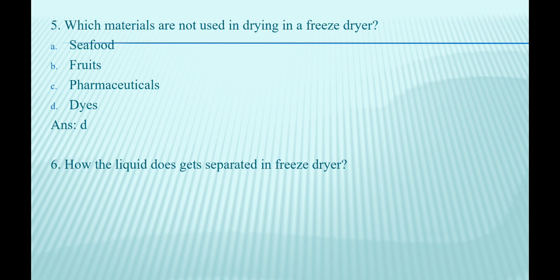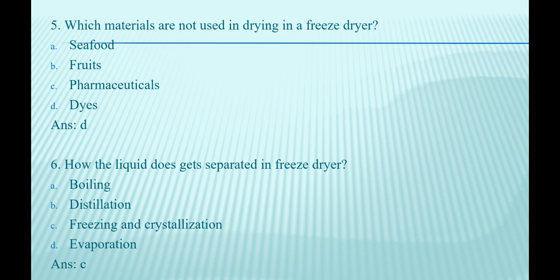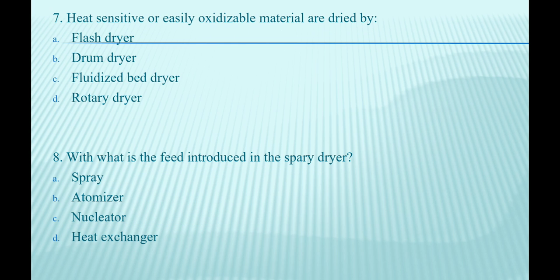Next question is, how does the liquid get separated in a freeze dryer? Option A, boiling. B, distillation. C, freezing and crystallization. D, evaporation. So the correct answer is C, that is freezing and crystallization.